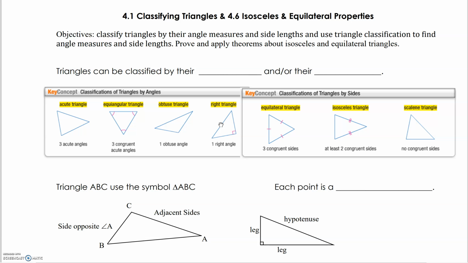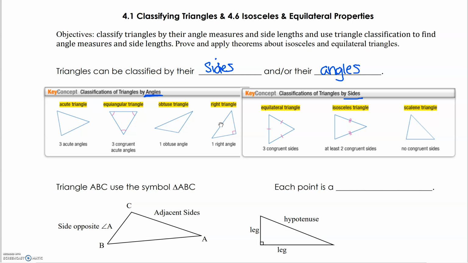So in this lesson, we are going to talk about classifying triangles as well as some isosceles and equilateral properties of triangles. Triangles can be classified by their sides as well as their angles. So here are some names. This is our classifying by angles: acute, equiangular, meaning all the angles are equal, obtuse, where you have at least one obtuse angle, and right, where you have at least one right angle.